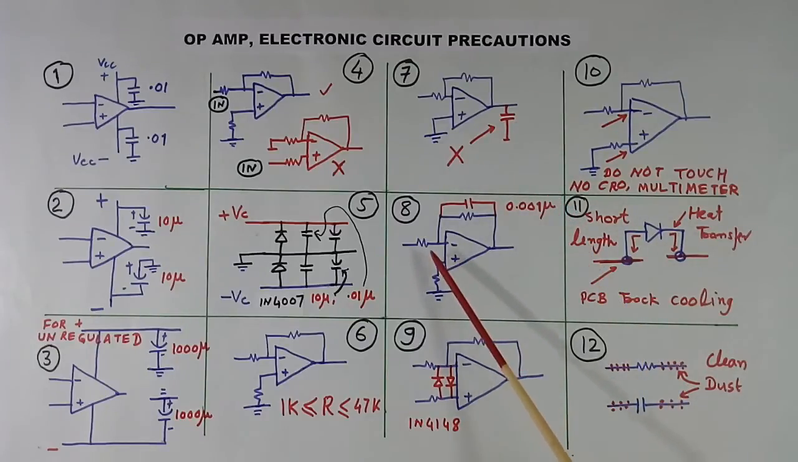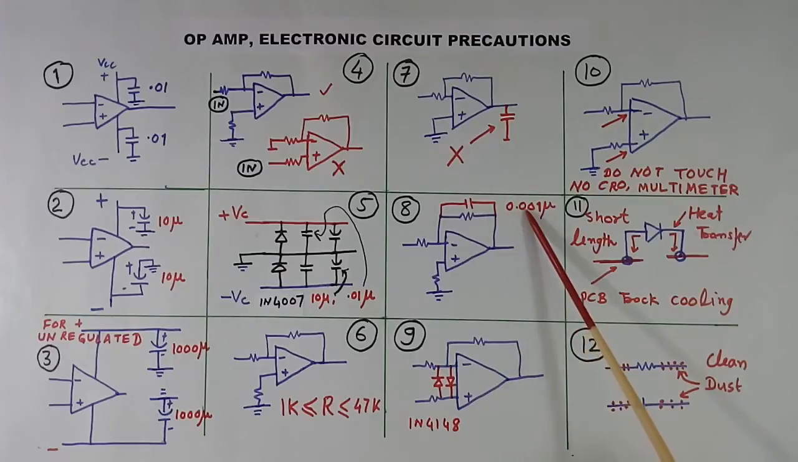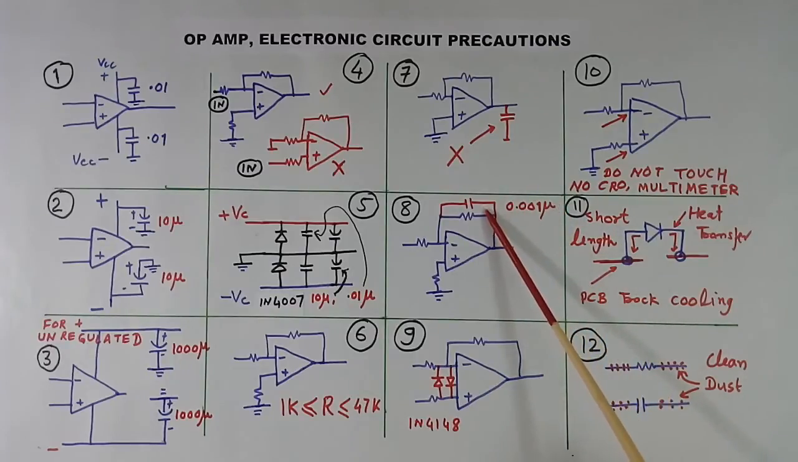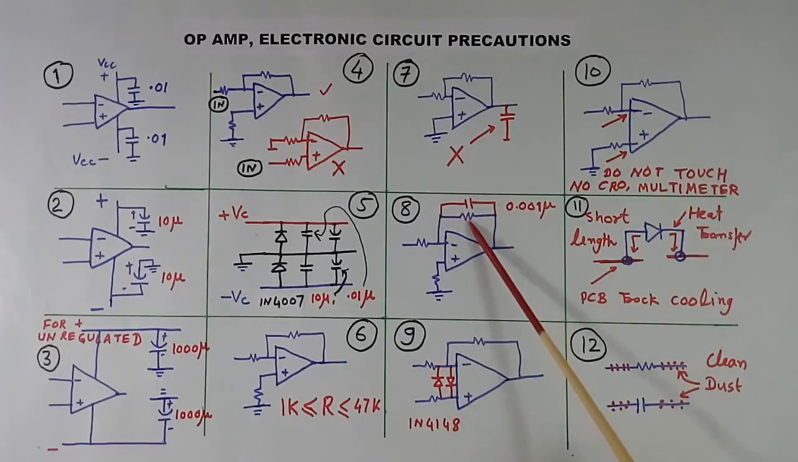Then between the negative terminal and the output, we should use 0.001 microfarad. This is a 1 nanofarad capacitor. A small ceramic capacitor you can use. This improves stability. This should not be connected between the positive terminal and the output. If you connect it there, the stability problem will increase. You have to connect between the output and the negative terminal.